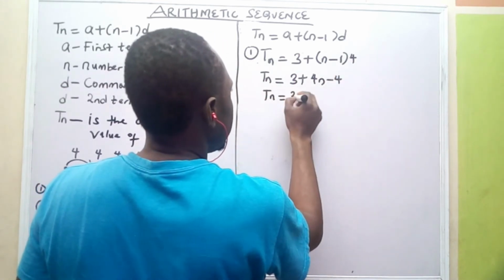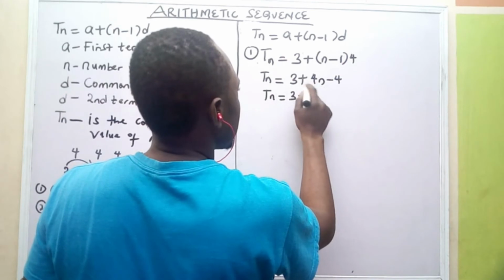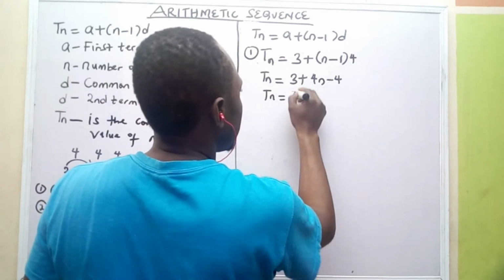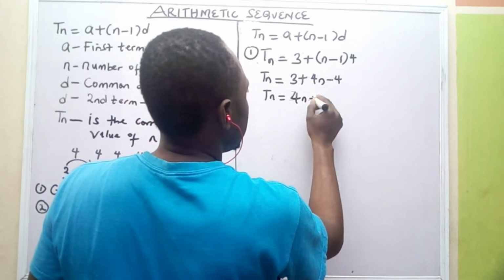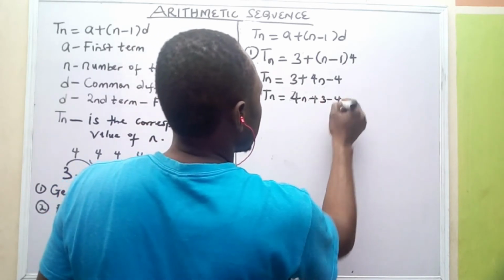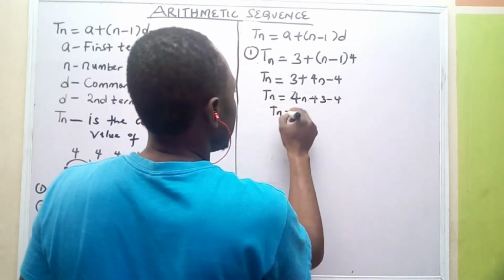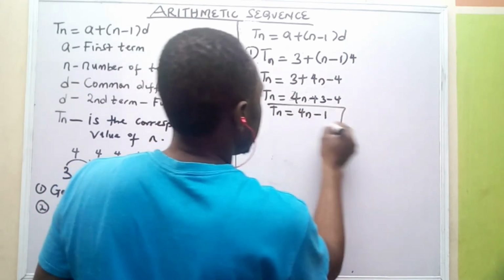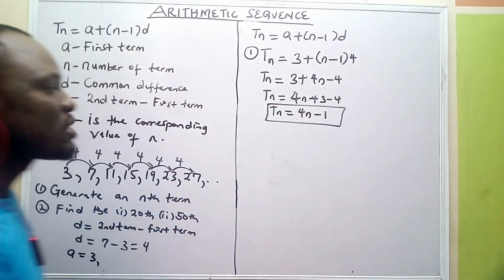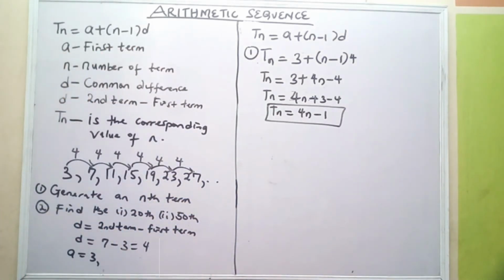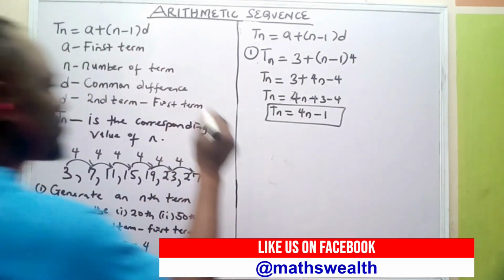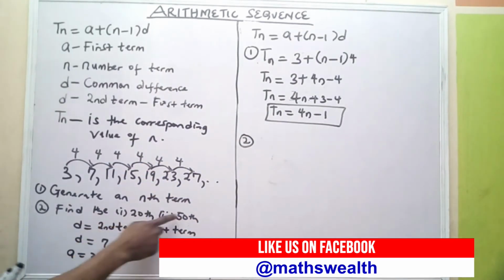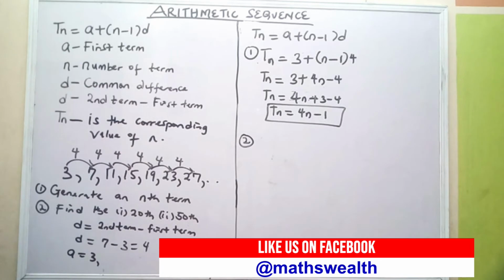So Tn will be 3 plus 4n plus 3 minus 4. So Tn will be 4n plus 3 minus 4, which gives me minus 1. So this is the nth term of the sequence. Now, I've gotten the first one. The second question says, find the 20th and the 50th term of the sequence.